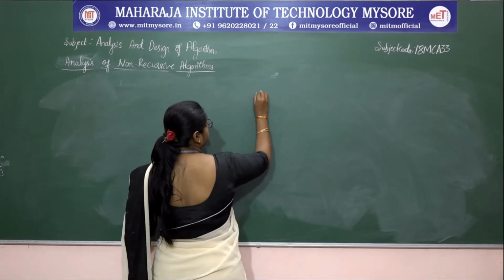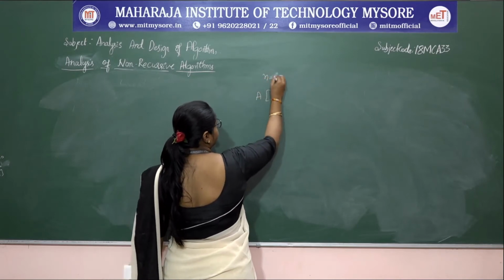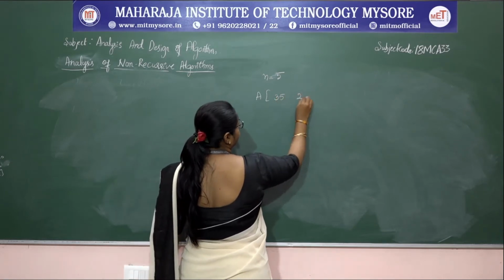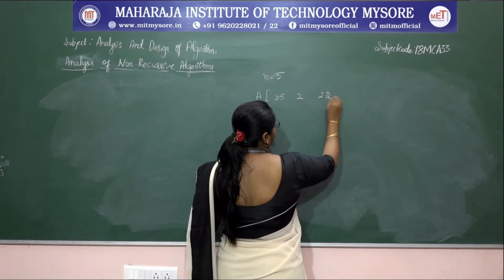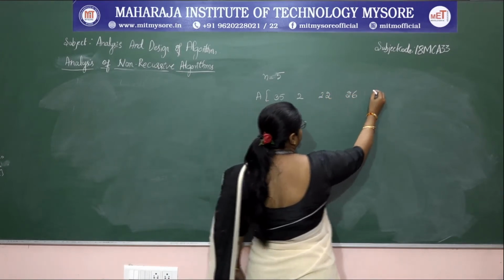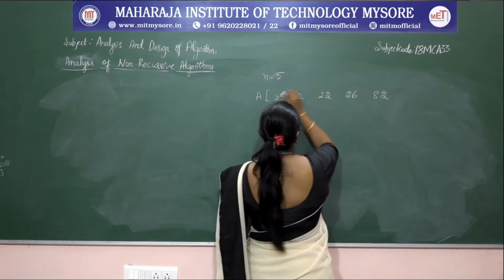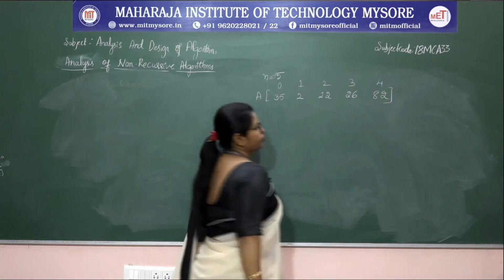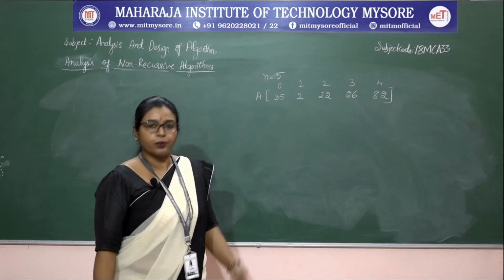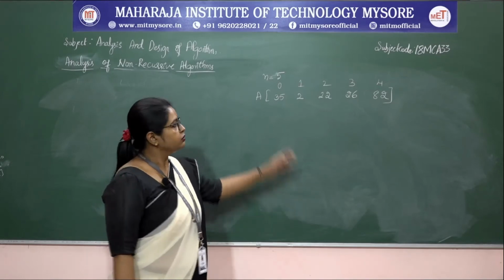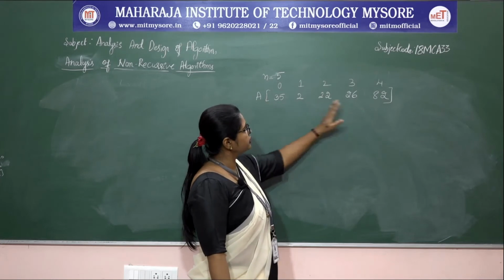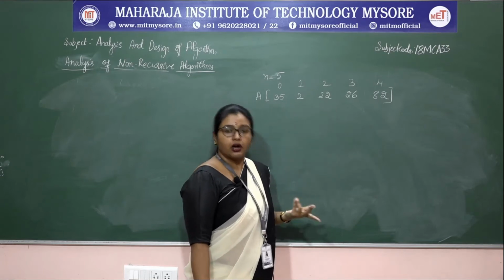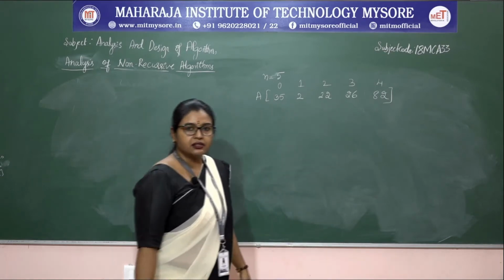I have an array of, let me take, 5 elements. The elements are 35, 2, 22, 26 and then 82, with indices 0, 1, 2, 3 and 4. So totally 5 elements are there. So what is the problem? We need to check whether the given array elements are distinct, that is, whether they are unique or not.